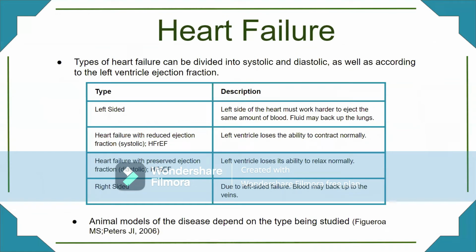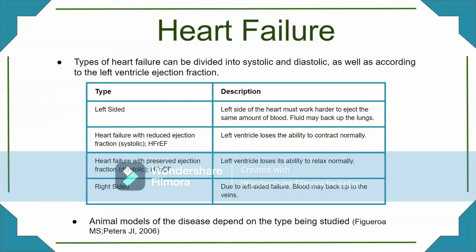There are two mechanisms of heart failure, systolic and diastolic dysfunction. Systolic dysfunction occurs most commonly due to ischemic heart disease, idiopathic dilated cardiomyopathy, hypertension, and valvular disease. Diastolic dysfunction occurs due to the same reasons, but is more prevalent in women. Based on the left ventricular ejection fraction and the mechanism of the disease, it can be divided into a few subtypes. So here on the table, we have a summary of the types.